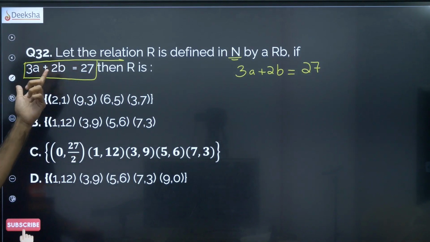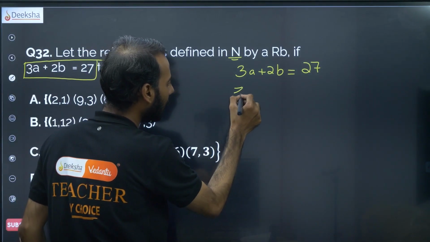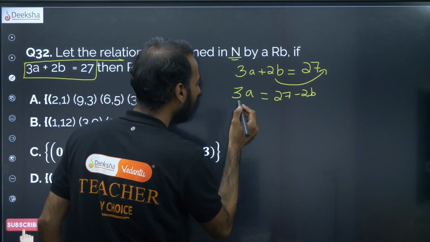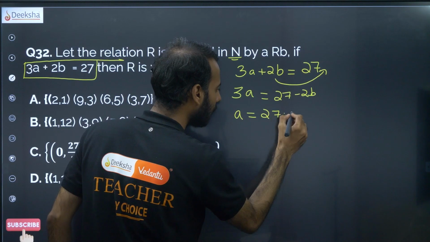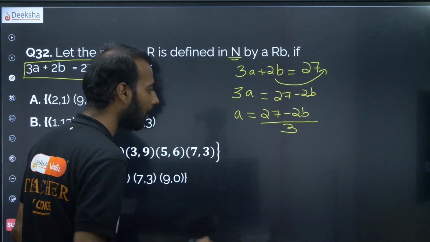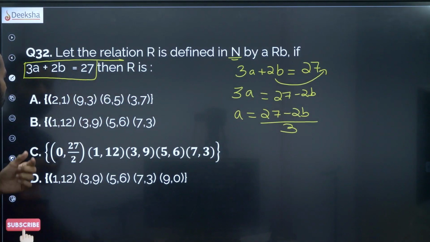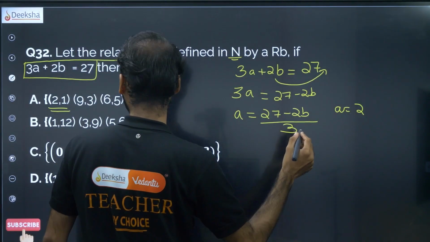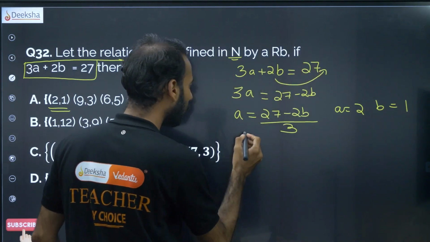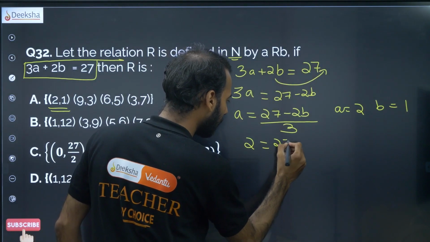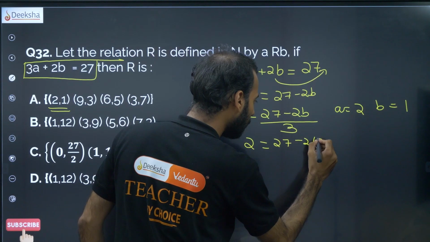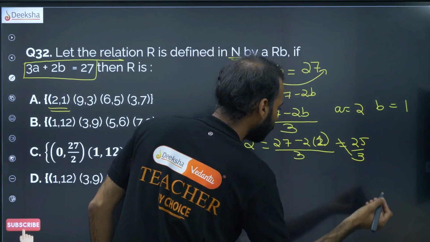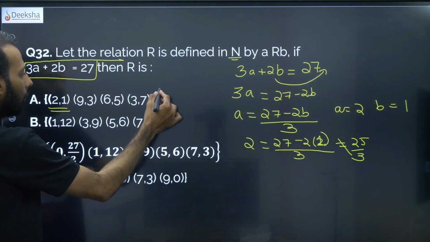Which option will satisfy this? They are asking that. So let me write 3a: if I transpose this to the other side, this becomes 27 minus 2b. And also a is equal to 27 minus 2b divided by 3. Now let me go for the first option, 2 comma 1. If I take a is equal to 2, b is equal to 1, then 27 minus 2 times b, b is 1, by 3, so this is 25 by 3. Not possible, so the first option is removed.